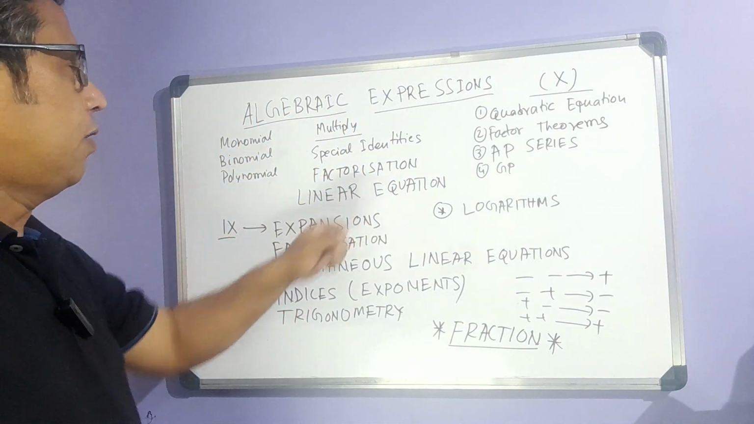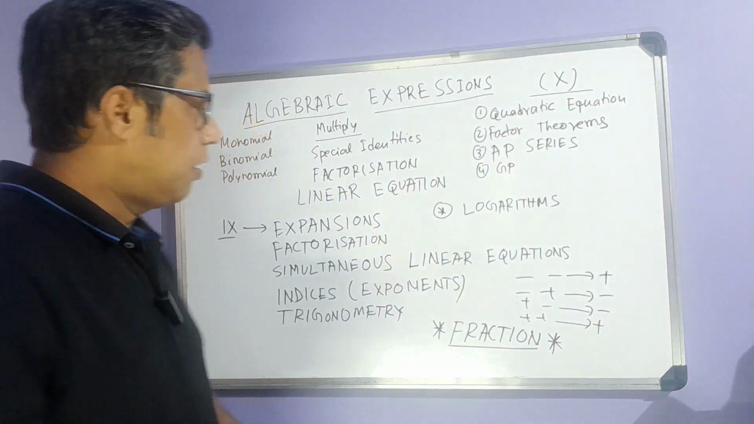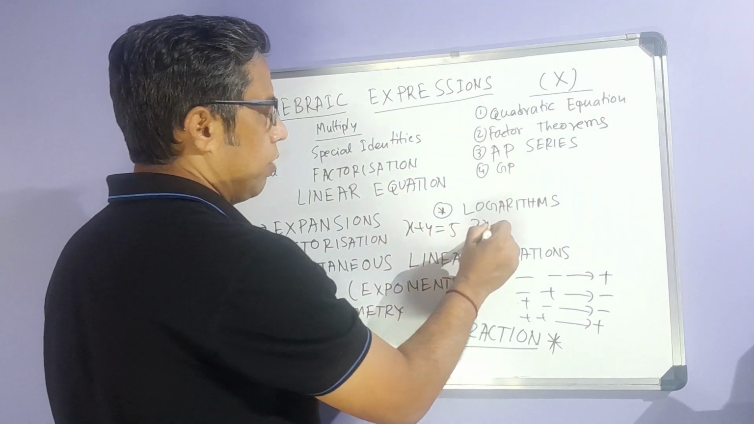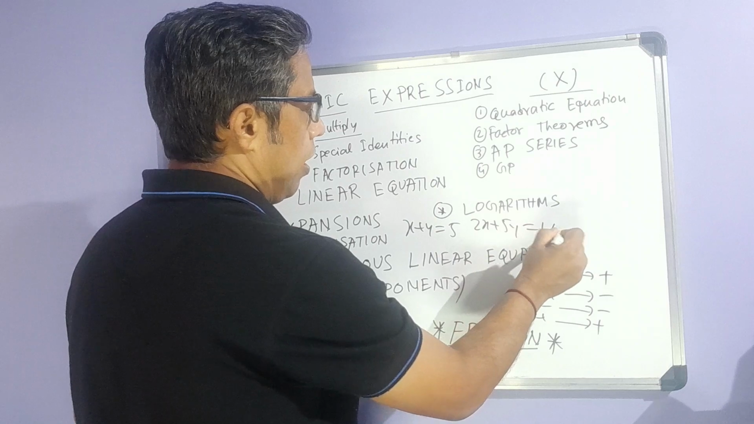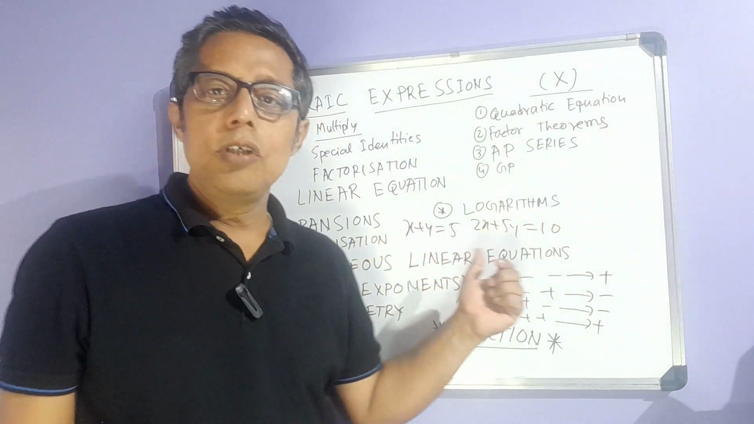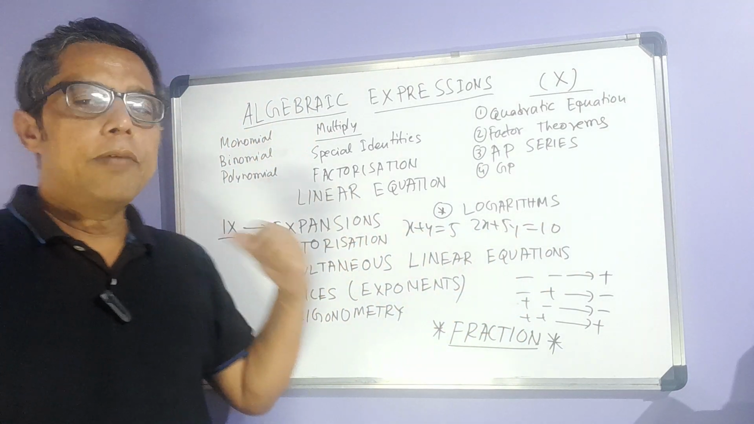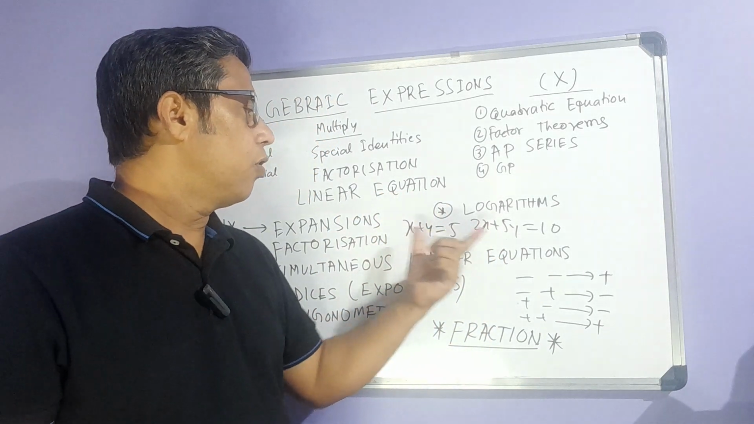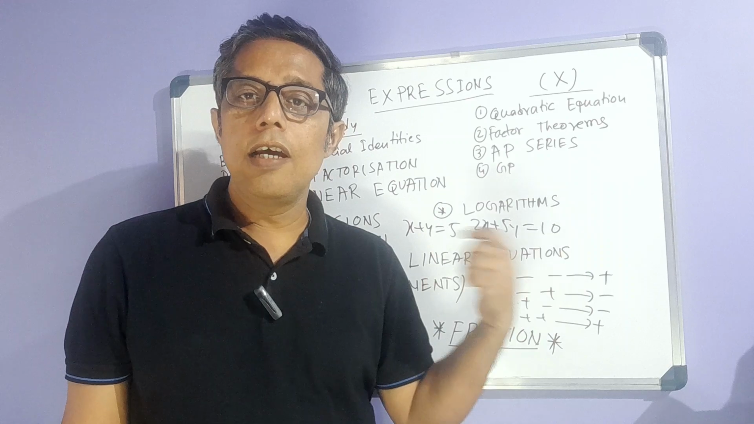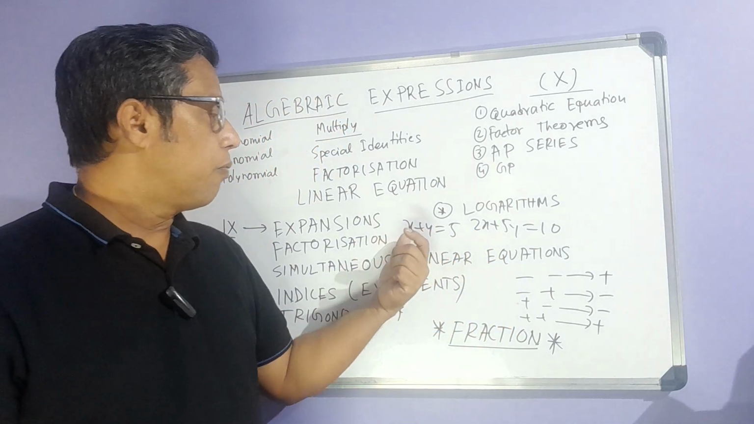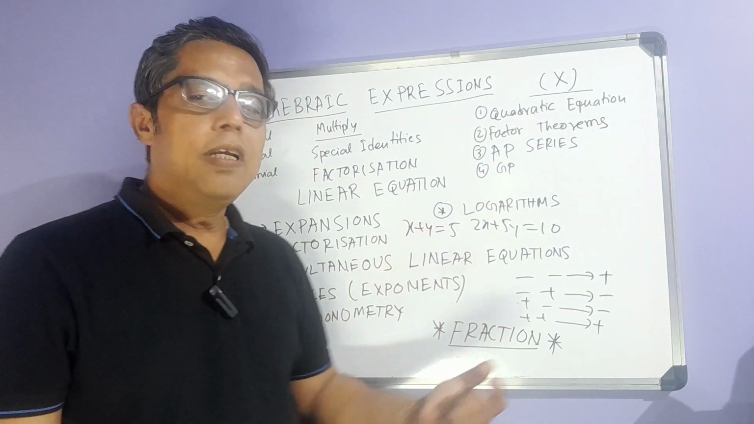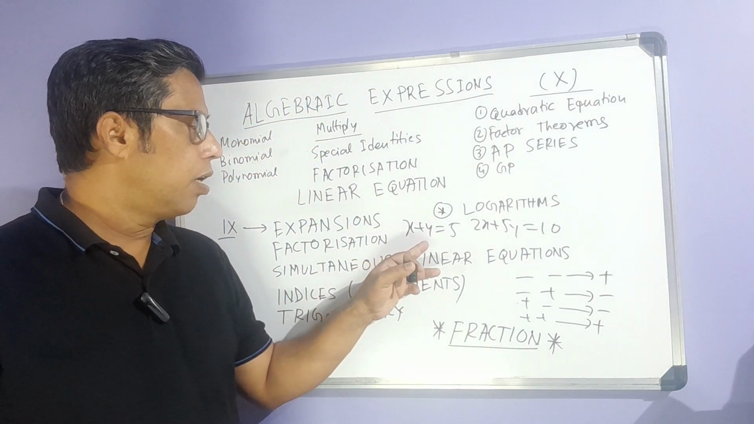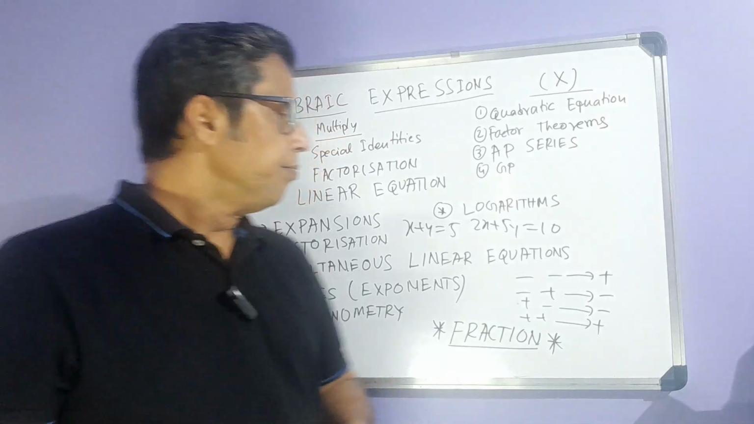Next is the linear equation. A linear equation is, let's say, x plus y equals 5, or 2x plus 5y equals 10. We start these in class 7 or 8, mainly from 8, but sometimes in class 7 also we get some assignments on linear equations. Linear equation means the power of x and y is linear: the power of x is 1, and the power of y is 1.